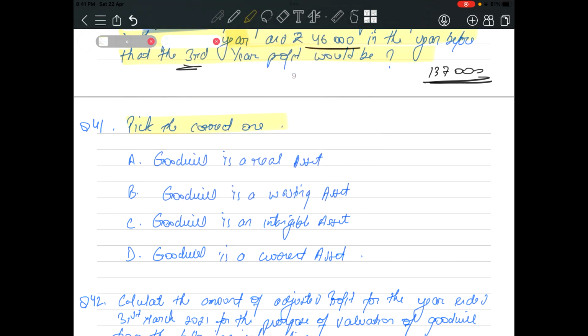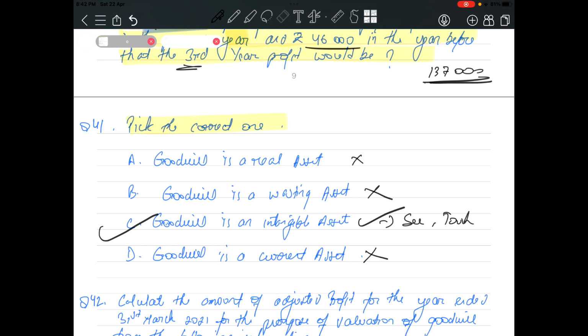Goodwill is a real asset? No. Is goodwill a wasting asset? No. Is goodwill an intangible asset? Yes, goodwill is an intangible asset, because we cannot see or touch it. What is goodwill? The extra money which we have paid. You have purchased goodwill, but can you see it? Can you touch it? No. Is goodwill a current asset? No. So the right answer is C.